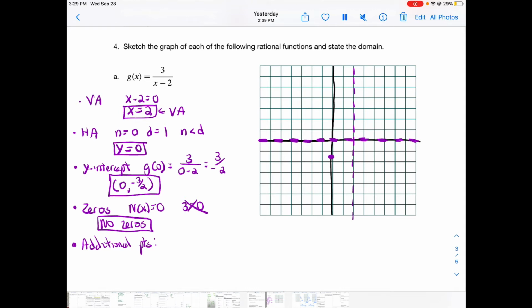Okay. So additional points, I need to find a point beyond and in between every x-intercept and vertical asymptote. So that y-intercept is already a point to the left of that vertical asymptote. So all I need to do is find a point to the right of the vertical asymptote. I'm going to choose 3. And so when I solve that out, I get 3. And so I'm going to plot a point at (3, 3). Now, remember from our parent function of a rational function, they kind of have two U shapes. So I'm going to draw my U shape, starting at an asymptote, going through the point I have plotted, and approaching the next asymptote. So this would be the graph of g of x.